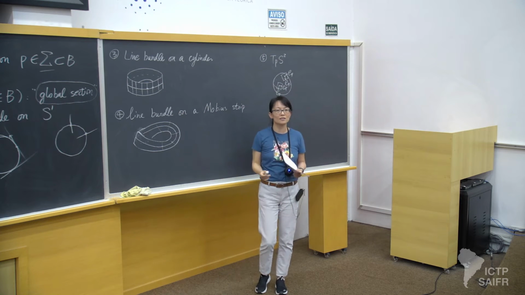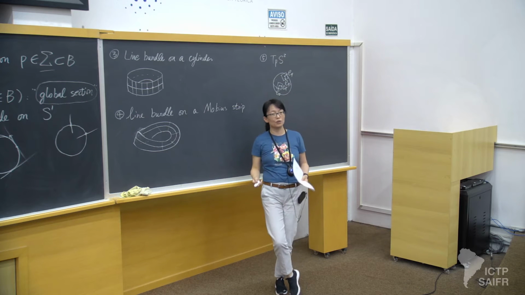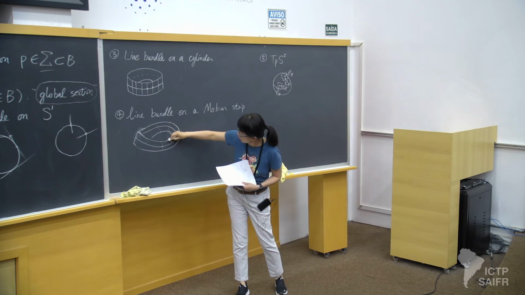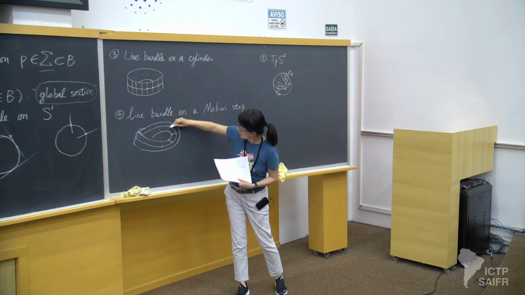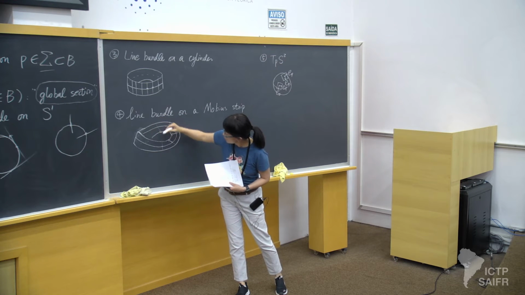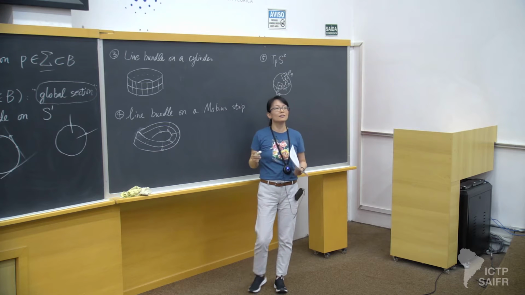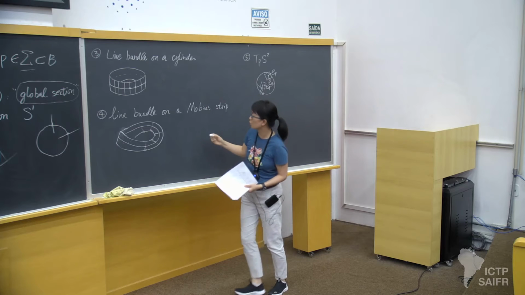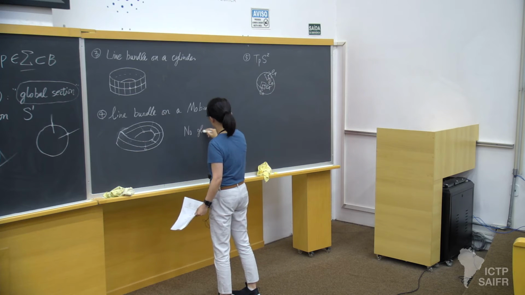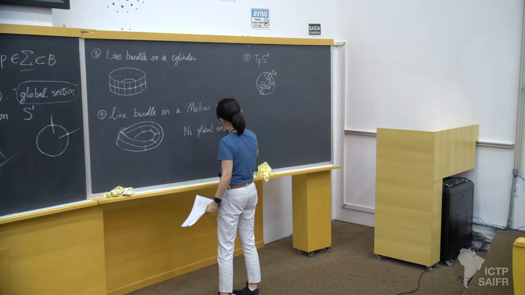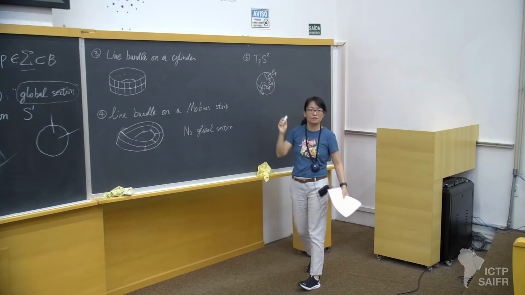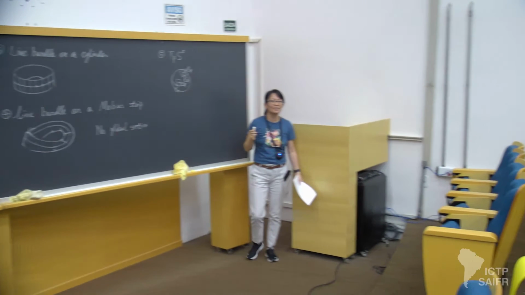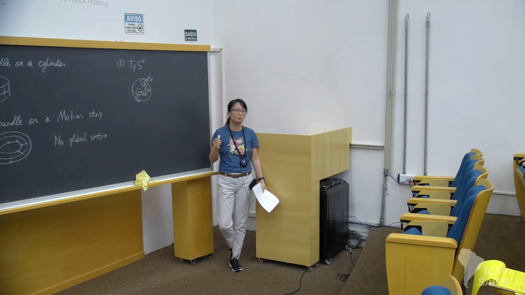How about in this case? You cannot, right? You can see that if you try to follow the direction, then when you come back, it's going to point down. So at some point, it has to hit 0. There is no global section. How about this case? Do you have a global section on the tangent bundle on S2? Yes or no?